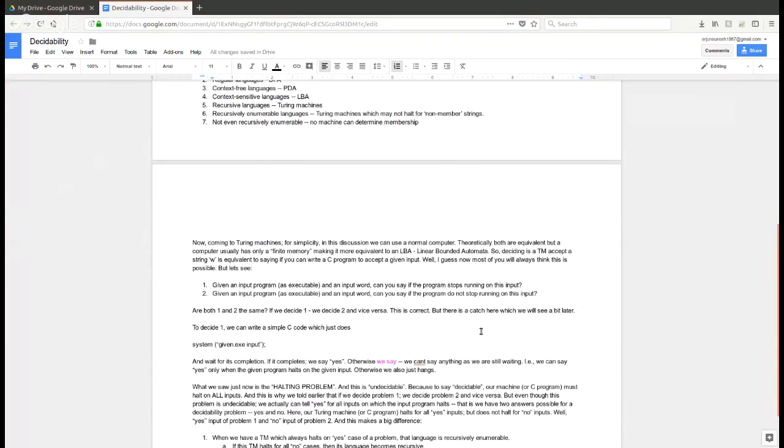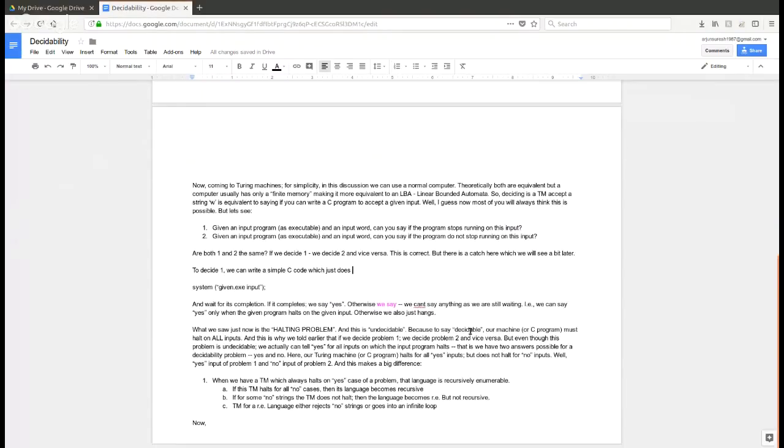Okay, now I guess most of you will know about Turing machines, but I don't think anyone will have seen an actual Turing machine. But we all have seen computers, and a Turing machine is almost equivalent to a computer. That is, whatever we can do in a computer, we can do it on a Turing machine. Sorry.